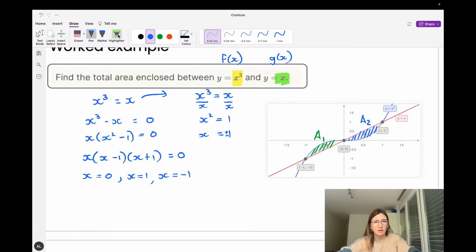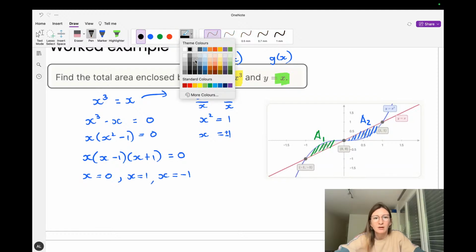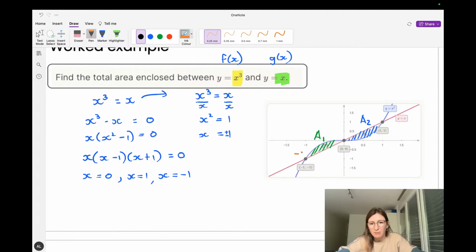So let me write them in. Which color haven't I used? Let's get a new color. Let's do something to not confuse anyone, orange. So that would be our minus 1, this would be our 0, and this would be our 1. So for this integral, we're going to have for our area 1, it's going to be the integral from minus 1 to 0. And we're going to take the blue graph, the one on top, that's the x cubed, minus the x. So that's for my area 1.